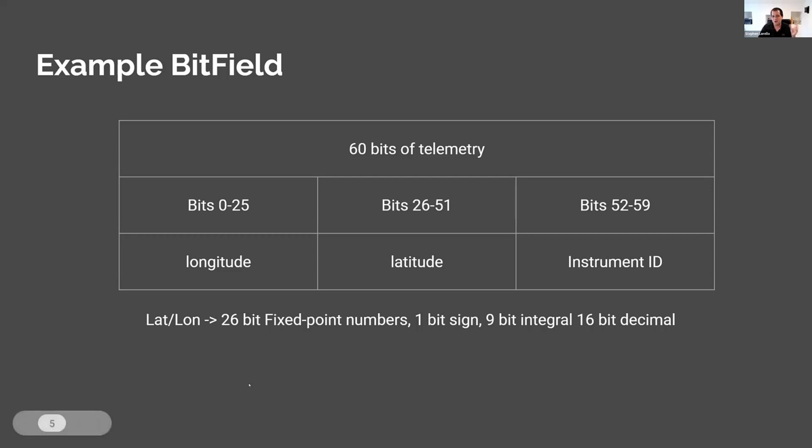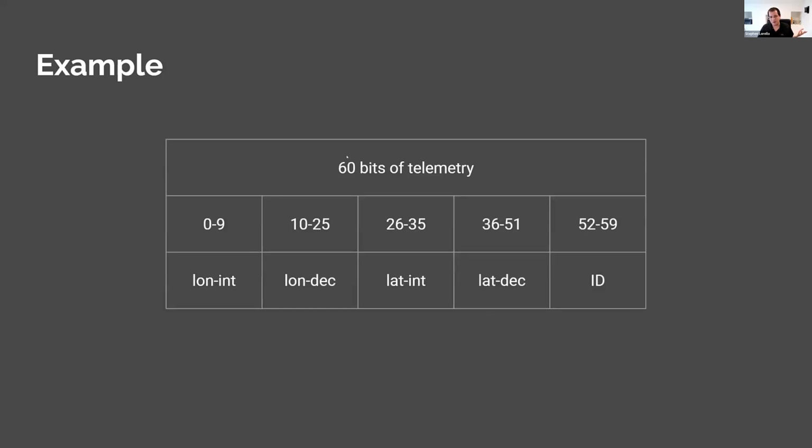So you can convert them to 26-bit fixed point numbers. So 1 bit for the sign of the longitude or latitude, so plus or minus, then 9 bits for the integral portion, and another 16 bits for the decimal. And you just fix a point where you're going to actually store the decimal, right? And for instrument IDs, in this case, we're just going to use an 8-bit number. So this is what our actual bitmap looks like. Bits 0 to 9 are the longitudinal int, 10 to 25 is the longitudinal decimal, and so on and so forth.